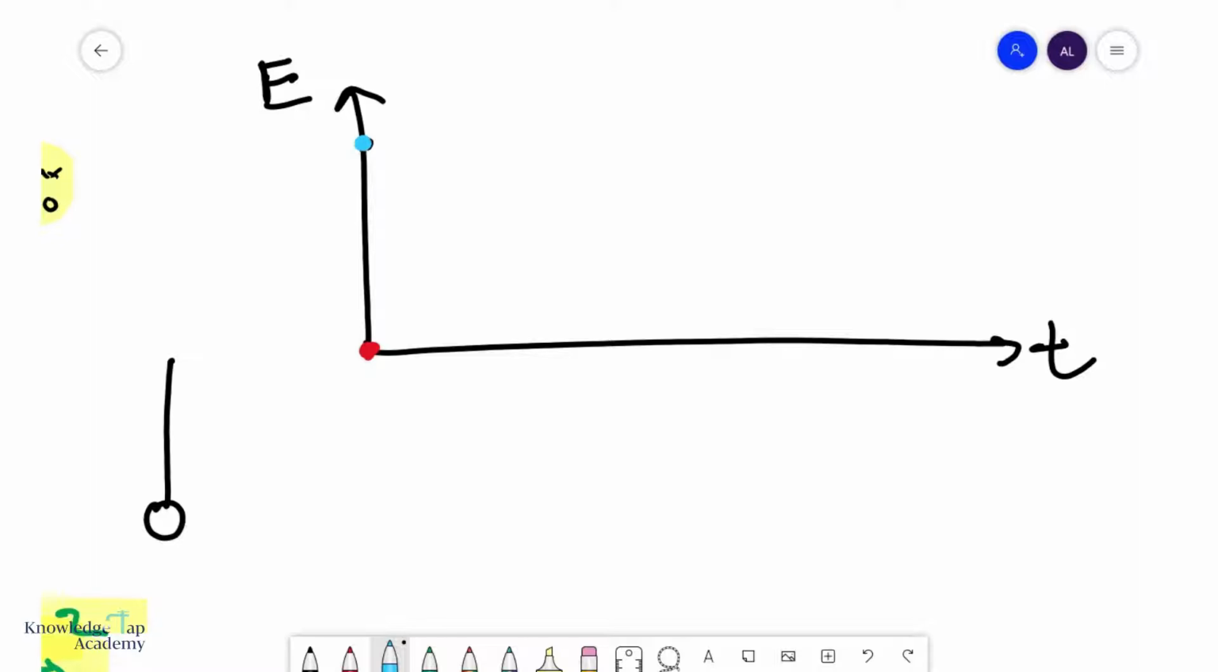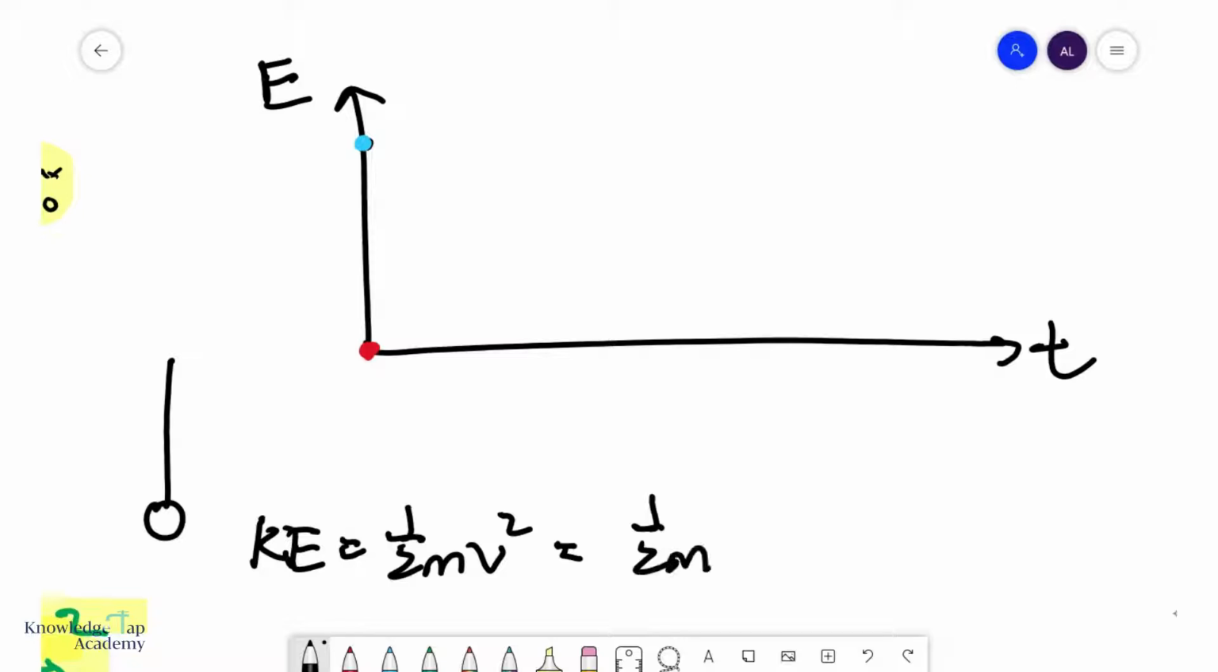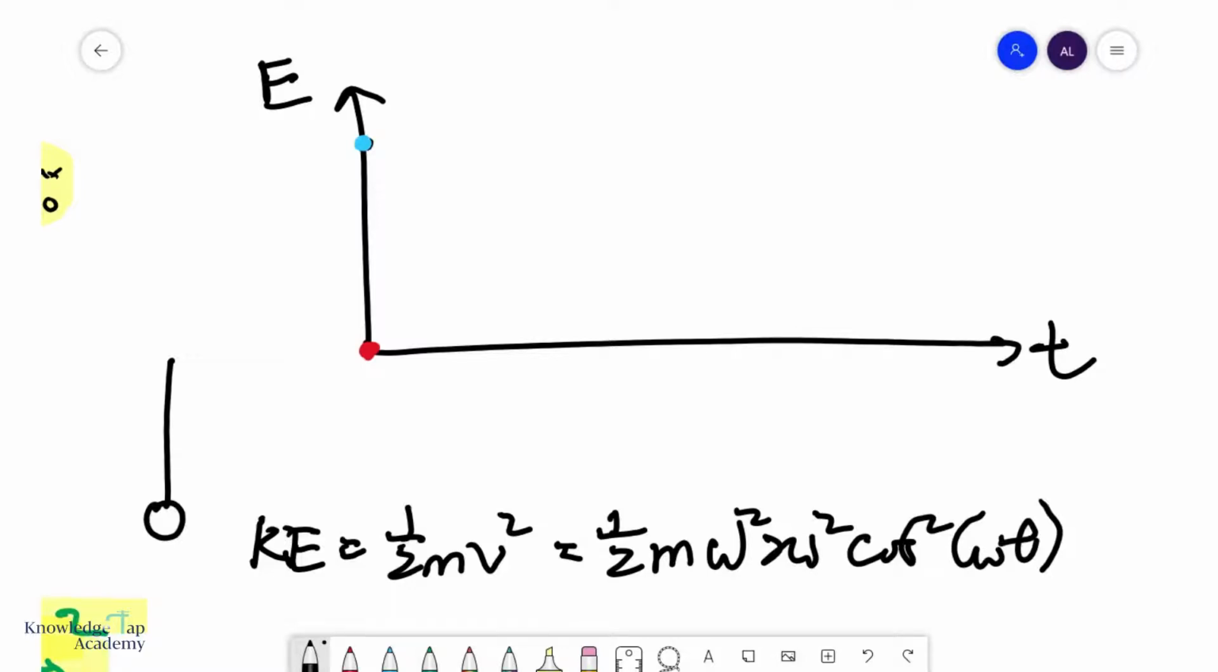Now it can be shown, let's just do KE because KE is easier, which is half m v squared. Remember, this can be written as half m omega squared, x naught squared minus x squared. So v in terms of t would be half m omega squared x naught squared cosine squared omega t, or it could be sine, we don't know. But in any case, we can see that KE plotted against t will be a cosine squared graph, and so it will look something like this.